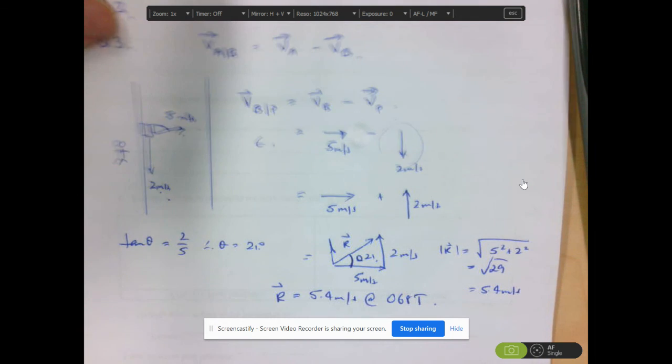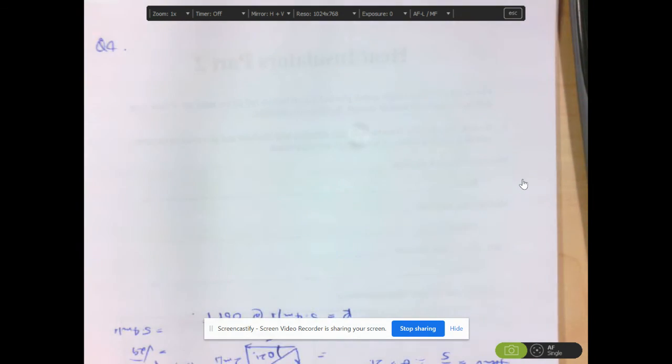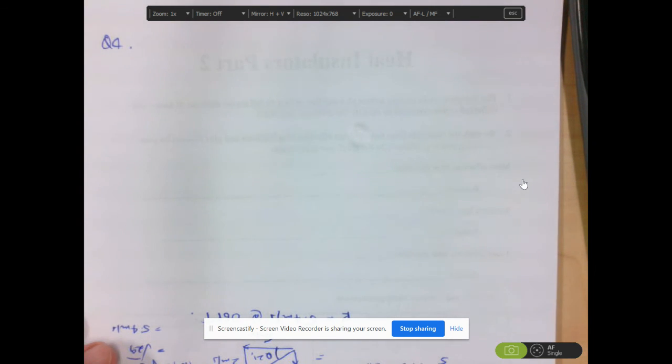Let's have a look at question 4 now. Question 4 asks, a plane is flying north, even though it is pointing at some angle towards, actually, I might just do 4 on a separate video because it looks like it's going to be much larger.